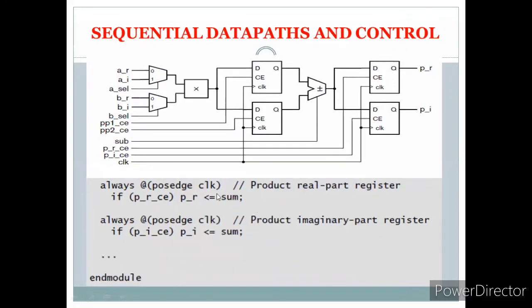And then the sum has to be given to the real part at the rising edge of the clock. If it is for the real numbers, the sum goes to P_R. If it is imaginary, the sum goes to P_I. So this is how we can write the Verilog model for the given question.